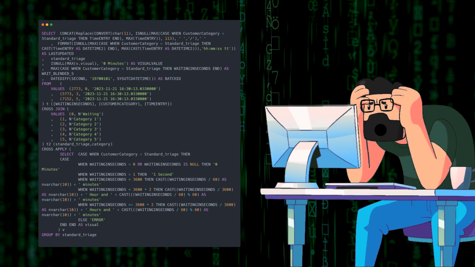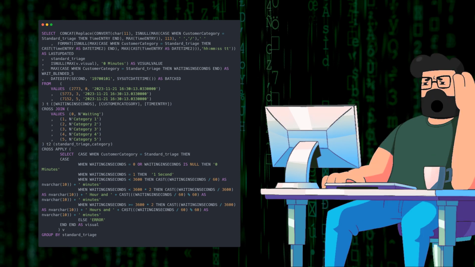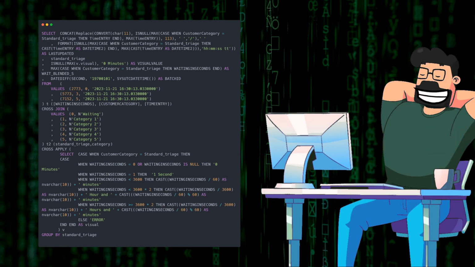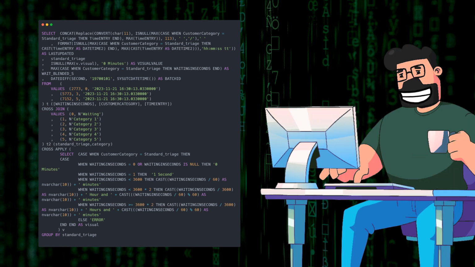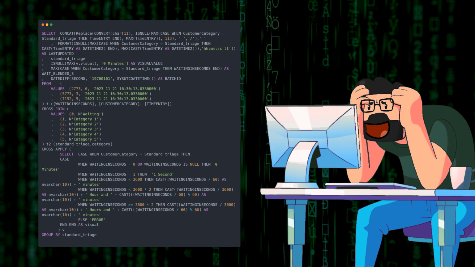After implementing this solution, we can generate a comprehensive output that showcases the last updated time, the standard triage category, the visual representation of wait times, the blended wait time in seconds, and a unique batch ID for reference. This output gives us a clear overview of the customer wait times per category, even in scenarios where no customers are waiting. So there you have it.